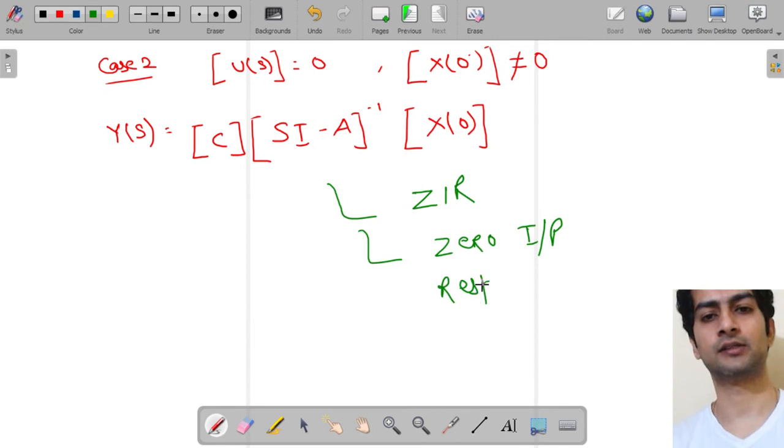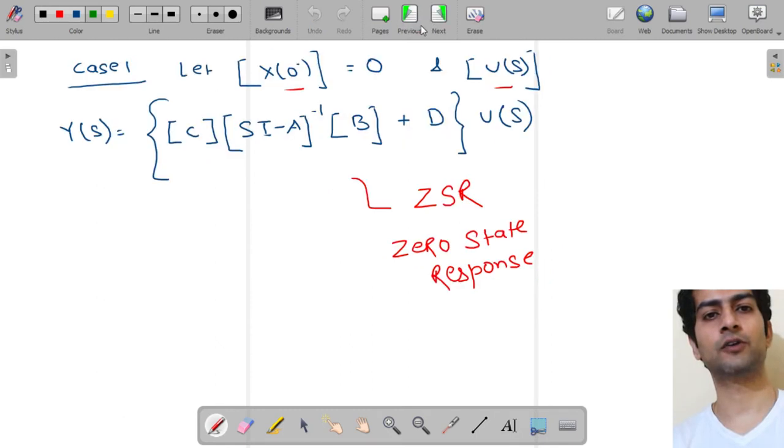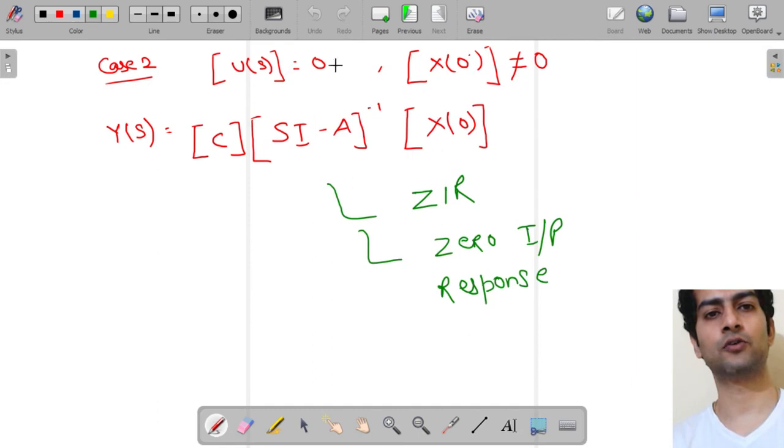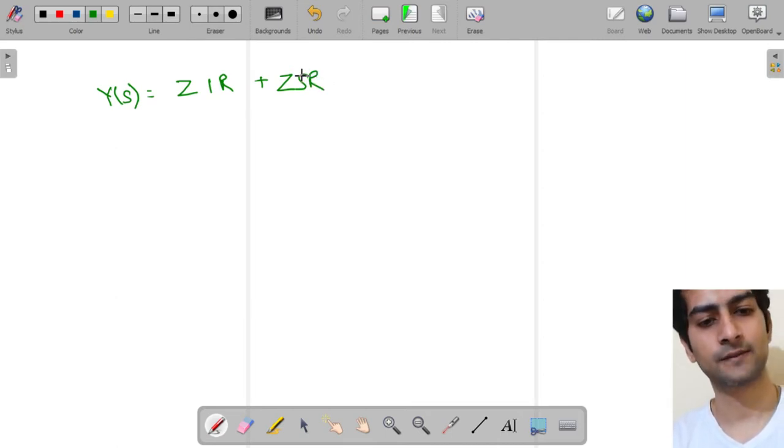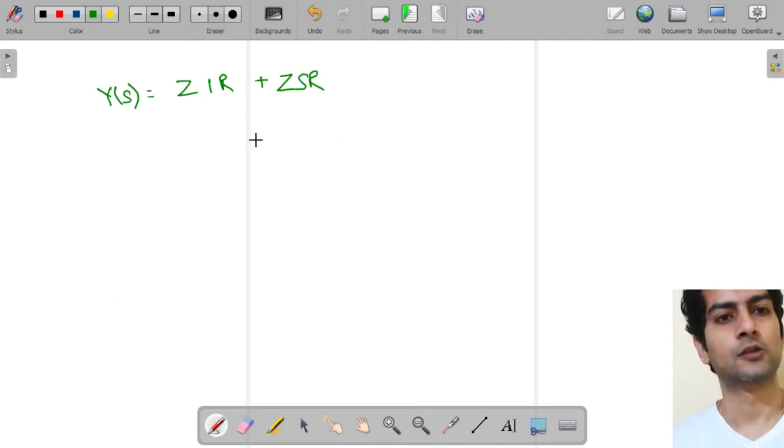Very important, these things are very important. So see it carefully. When we took the initial condition 0, we got the zero state response. When we took the input 0, we got the zero input response. So the output is a combination of zero input response plus zero state response.